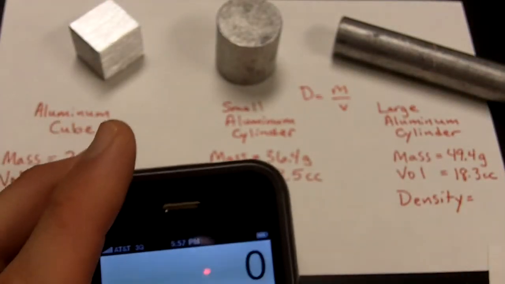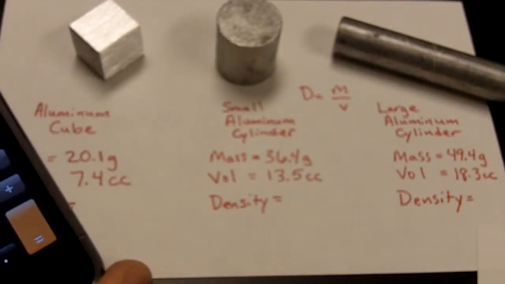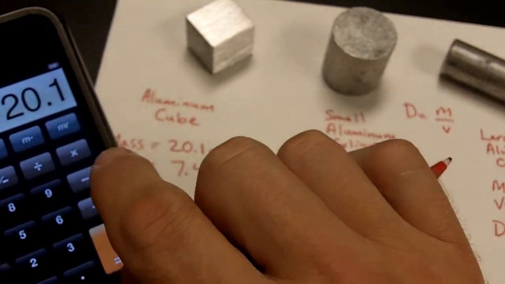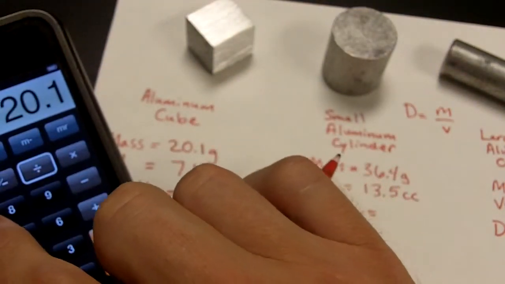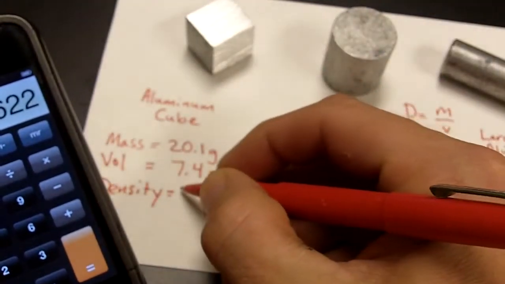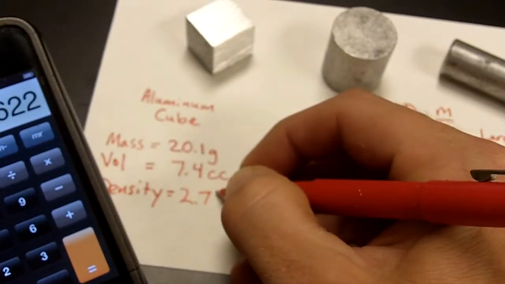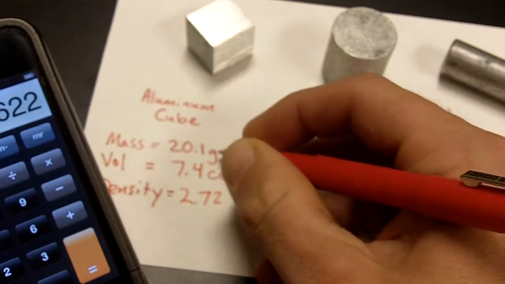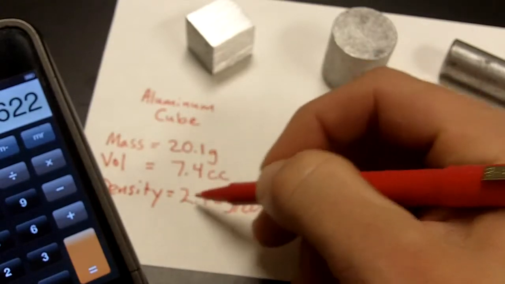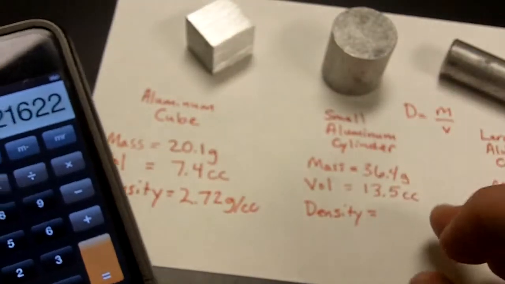So let's go ahead and calculate our densities of each very quickly here. For the first cube, we've got 20.1 divided by 7.4. We end up with a density that's 2.7, and we'll go ahead and round it to 2.72. Units are grams per cc. That means there's about 2.7 grams for every cc of that aluminum cube.